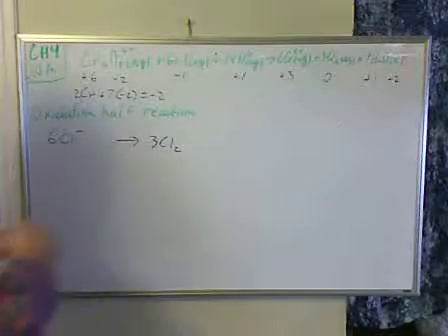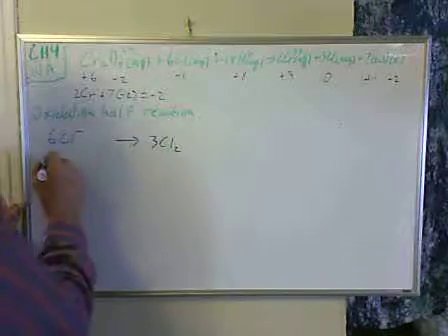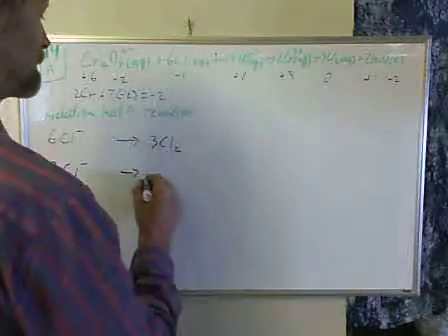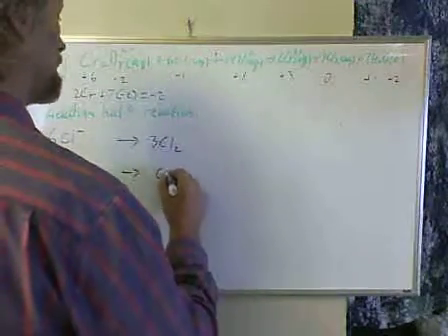We have a common factor of 3 that we can divide out. So we can bring this down to a 2 chloride goes to 1 chlorine.